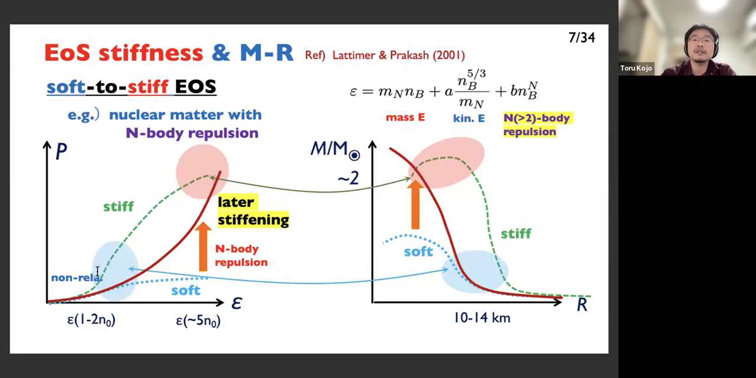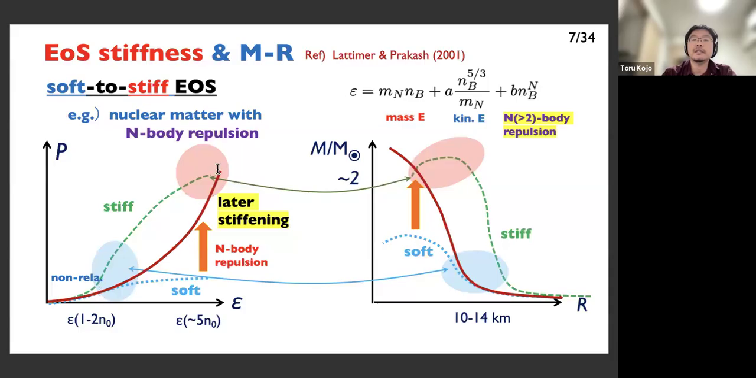The characteristic of this sort of soft matter, nuclear matter, is that initially at low density the equation of state is very soft. That is a non-relativistic matter. Because of the many-body repulsion, it gradually stiffens at higher density. But this stiffening is rather slow because the many-body repulsion grows with a power. For the three-body forces, it grows like n cubed. But its growth is slow.